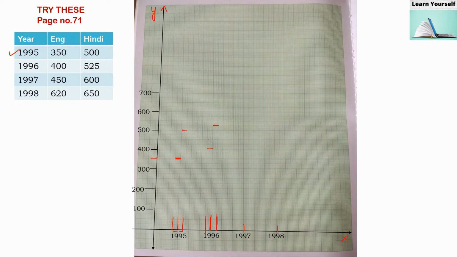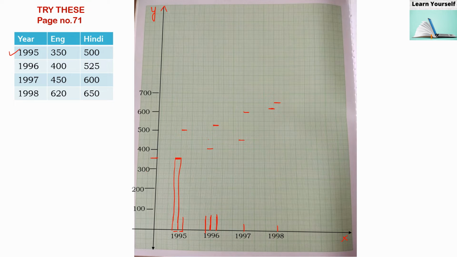Same for 1997, it is 450 and 600. So 600 is over here. Then 1998, 620. 600 is here, and here this is going to be 620, somewhat lesser than 625. 650 will come over here. So if I draw a line from here till down, then this is going to be my bar graph, and similarly all the lines I am going to draw till down.